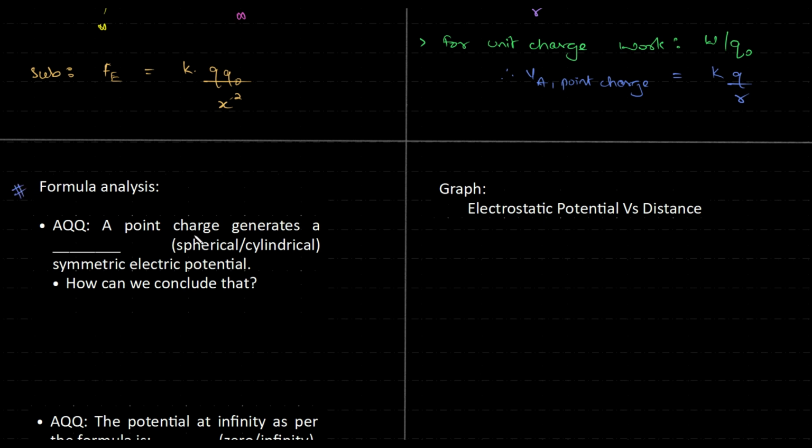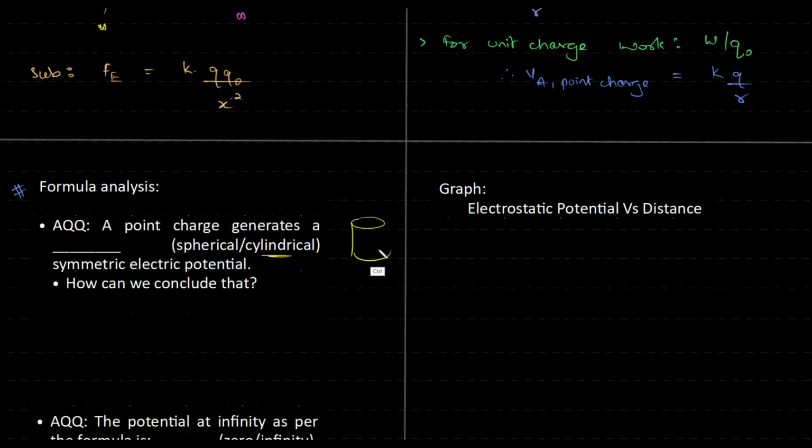A point charge generates dash symmetrical electrical potential. And how do we come to this conclusion? You need to answer both. Yes, it is correct, cylindrical. Right, is it not? It's something like this.